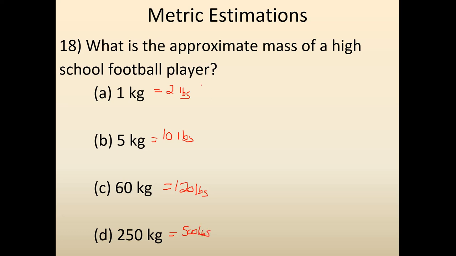So again, this is like a small baby. This is a bigger baby. This is about, we'll call him a teen. And this, I don't really know what I would say 500 is. I'm going to say smart car, like something really small. Again, the only one that makes sense is choice C.